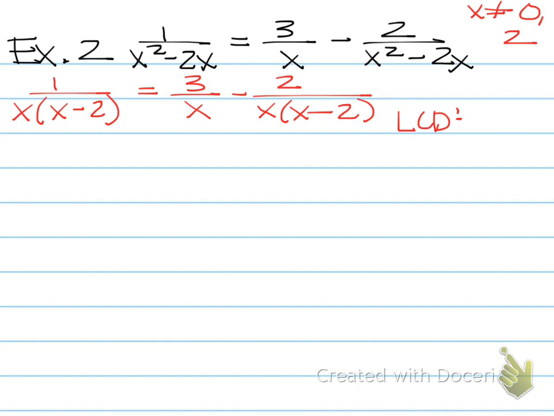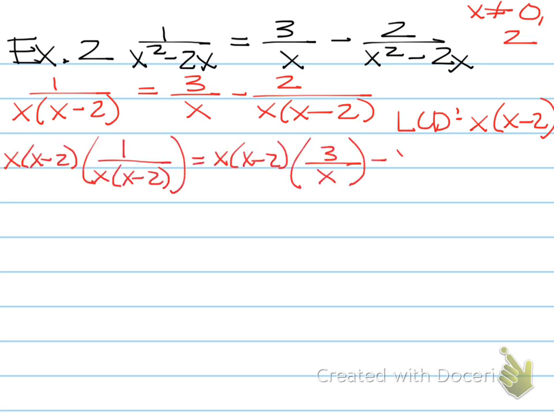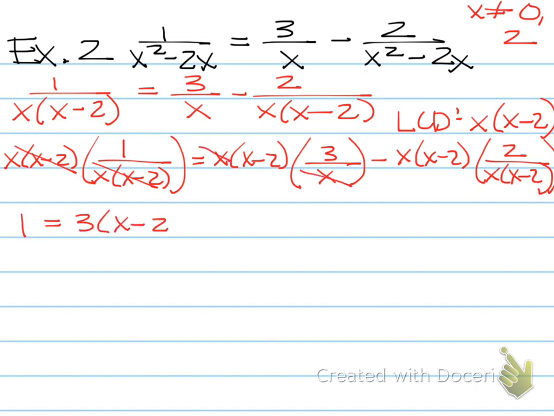Now I determine what the lowest common denominator is. We've got an x, and we've got x minus 2, so our LCD is going to be x times x minus 2. So we're going to multiply all the terms by the LCD, and then cancel whatever we can cancel. For the first term, the x's and the x minus 2's will cancel, leaving us with 1. In the second term, the x's will cancel, and that'll leave us with x minus 2 times 3. And in the last term, the x's and the x minus 2's will cancel, leaving us with just 2.